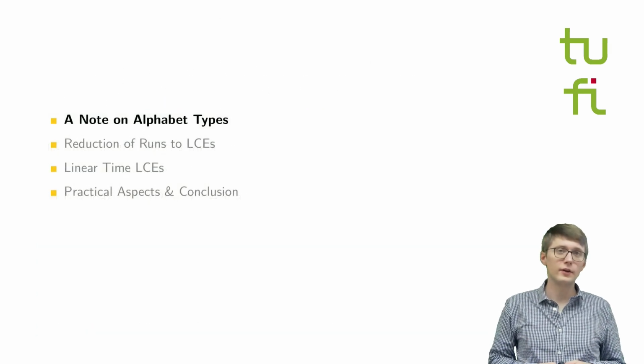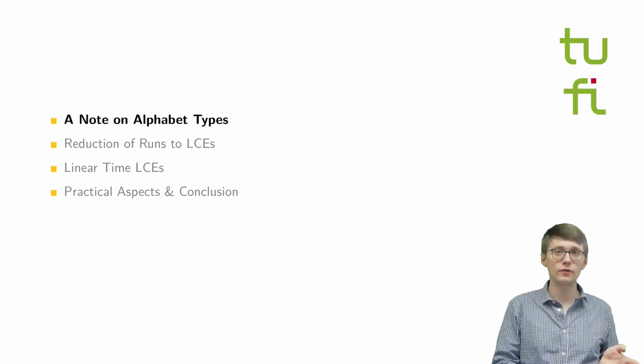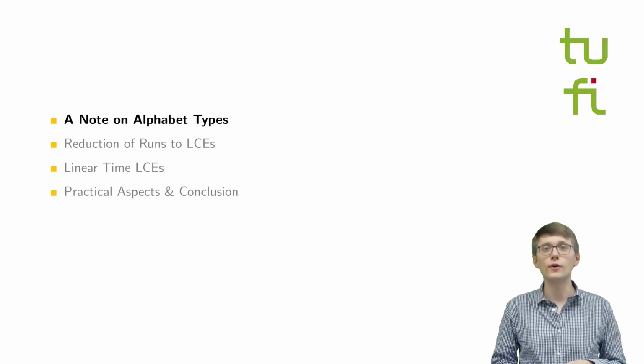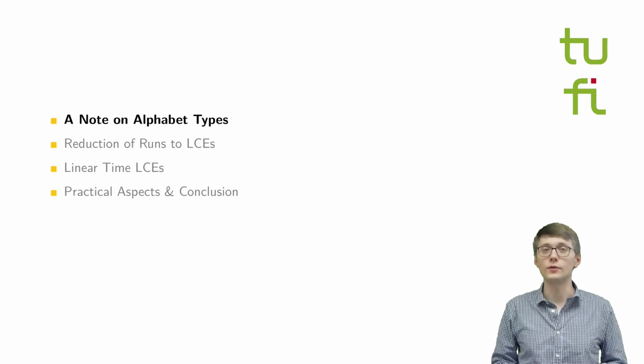The remainder of this video presentation is structured as follows. First, I will talk about the different alphabet types and their implications for the time complexities of algorithms. Then I will show how to reduce the problem of computing all runs of a string to computing a sequence of so-called longest common extensions, or short LCEs. The linear time computation of these LCEs is the core of our linear time runs algorithm. Finally, I will also discuss some practical aspects of our algorithm.